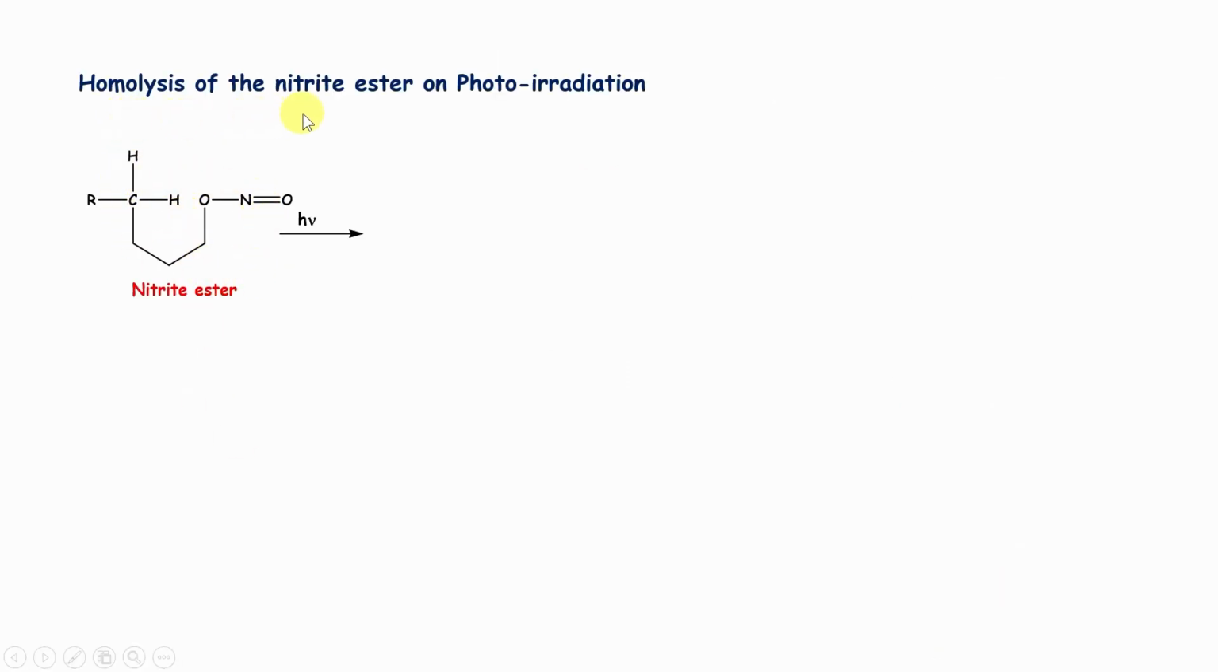Okay, see the mechanism of Barton reaction. First of all, homolysis of the nitrite ester on photoirradiation gives an alkoxy radical and a nitric oxide radical. That is, homolysis of the alkyl nitrite or this nitrite ester takes place on photoirradiation. Homolysis of this oxygen-nitrogen bond takes place by photoirradiation, forming this alkoxy radical and nitric oxide radical.